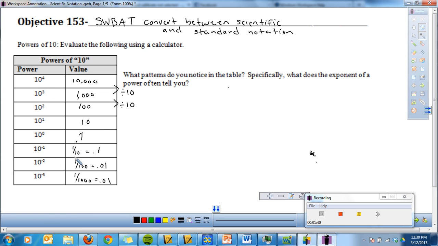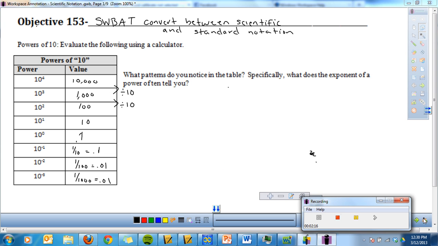Remember that when we think down here, this 10 to the first power is 10, but 10 to the negative first is 1/10. 10 to the second power is 100, but 10 to the negative second power is 1/100th. So it's a really great way for us to see how things move across different place values by using a base 10.